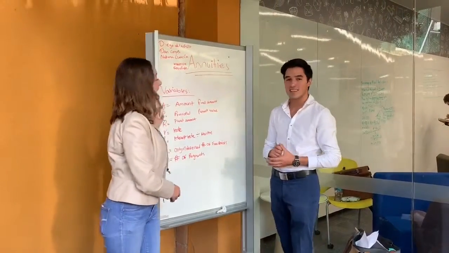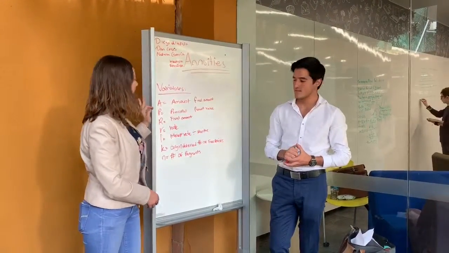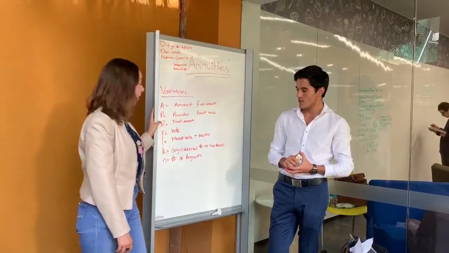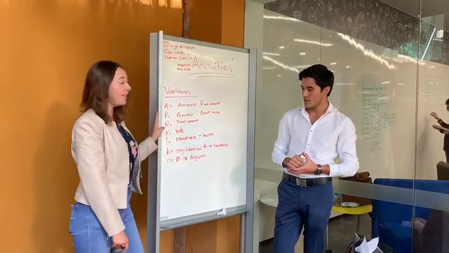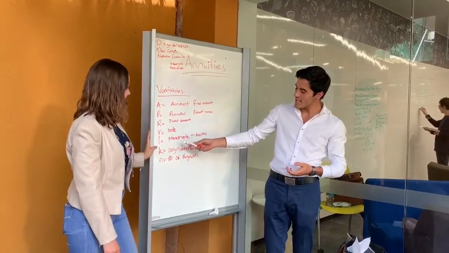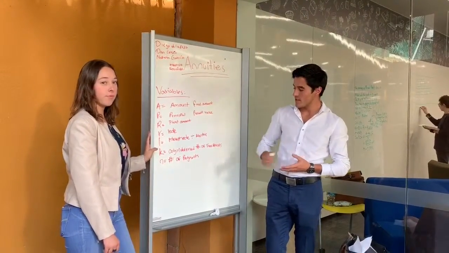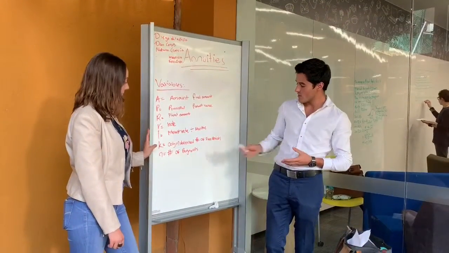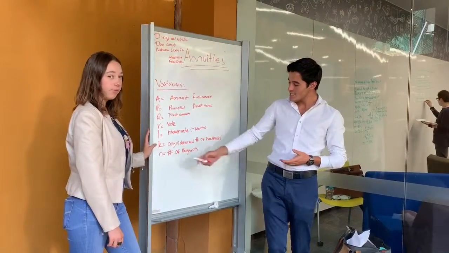So A represents the final amount, P the present value, R the fixed amount in each period, and I the interest rate divided in months. The K is only used in deferred annuity, and it's the number of free periods you get. And N is the number of payments.